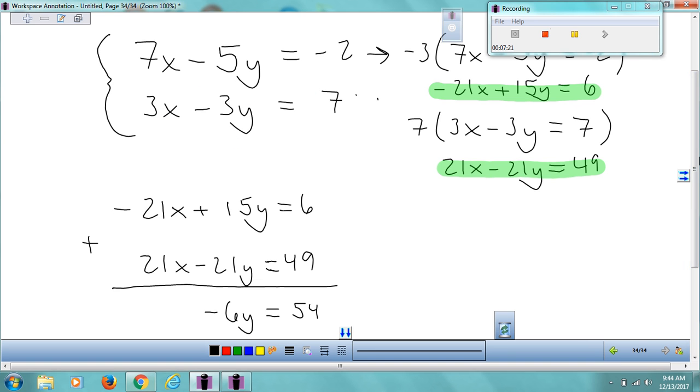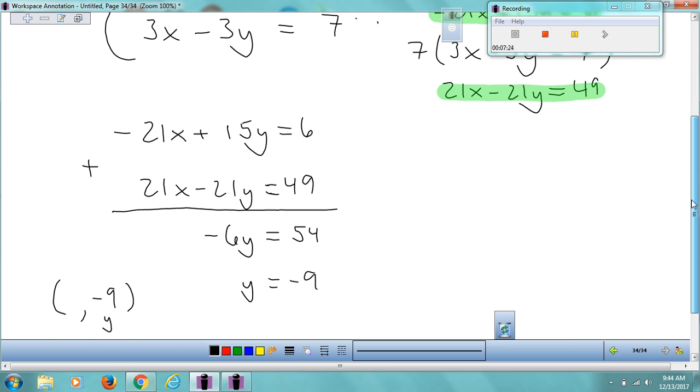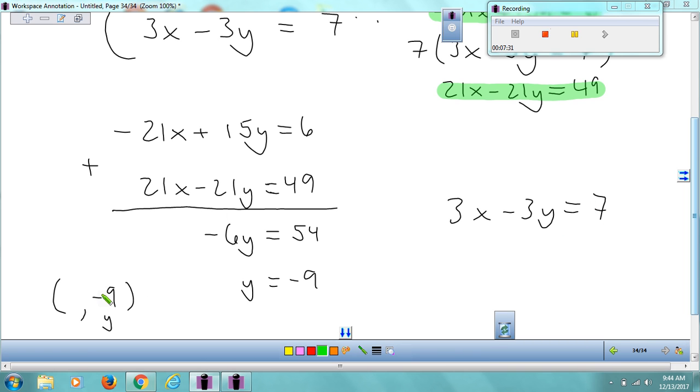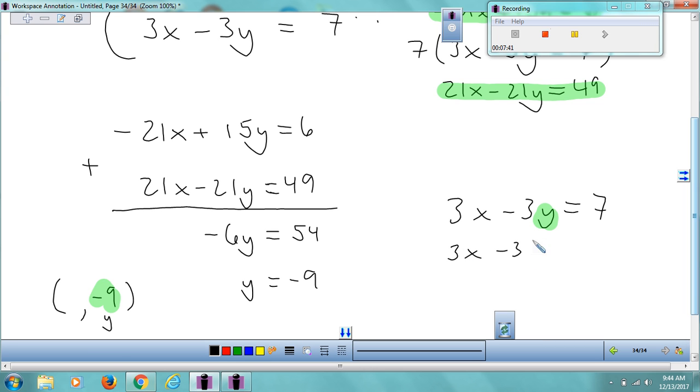So we're going to take 3x minus 3y equals 7, and I'm going to replace the y value with -9. So this is what it looks like. 3x minus 3 times -9 equals 7.